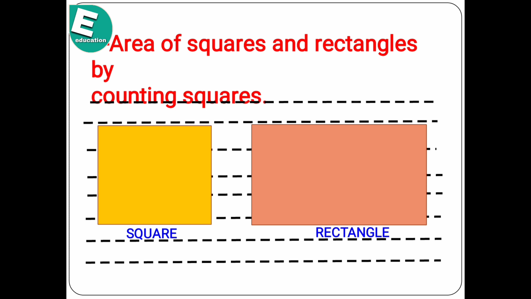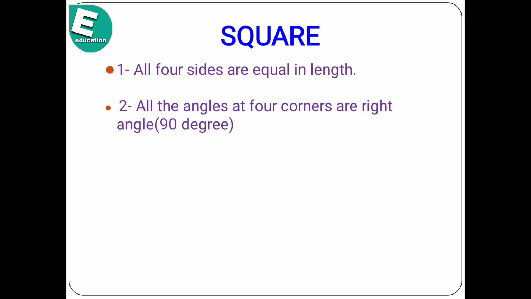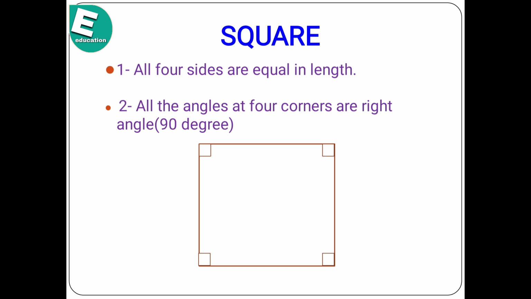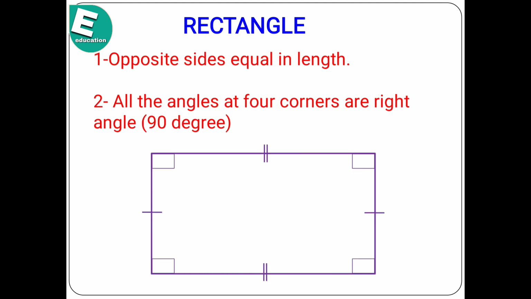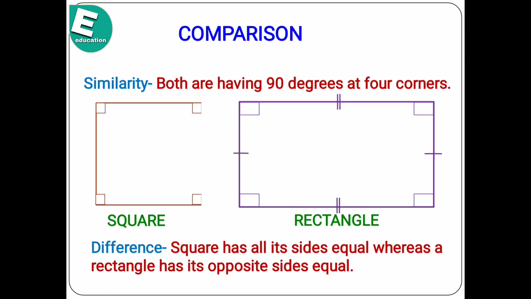Before going further, let's quickly revise square, rectangle and area. In a square, all the four sides are equal in length and all the angles at the four corners are right angles, which is 90 degrees. Next, rectangle. In a rectangle, opposite sides are equal in length, and all the angles at the four corners are right angles. On comparing square and rectangle, both have 90 degrees at four corners. You can easily see here. If we talk about the differences, a square has all its sides equal, whereas a rectangle has its opposite sides equal.